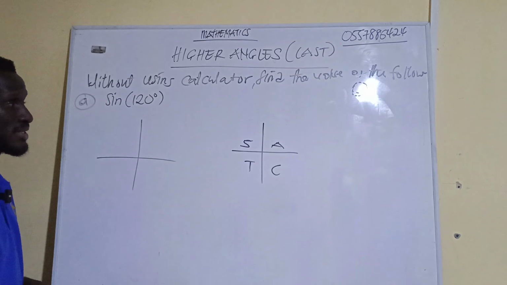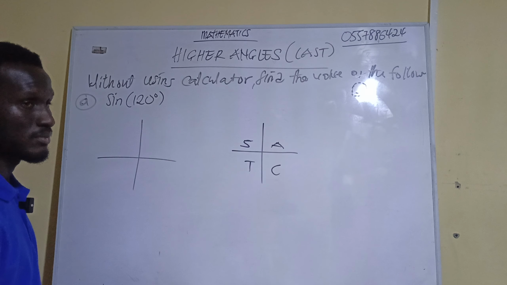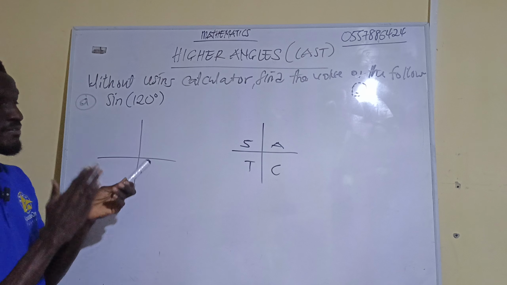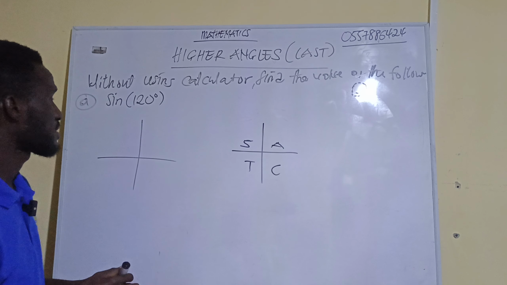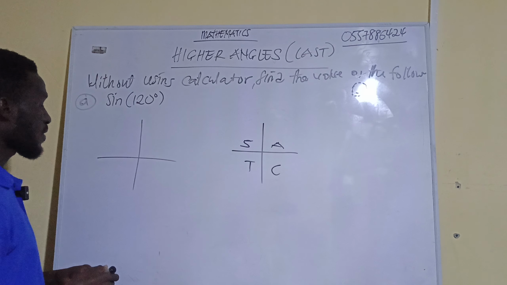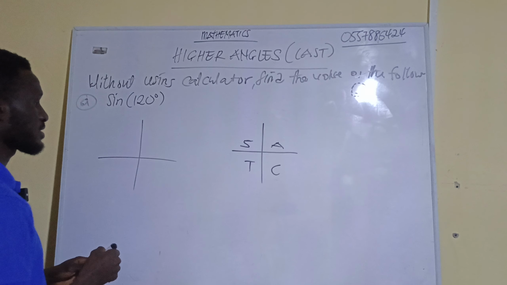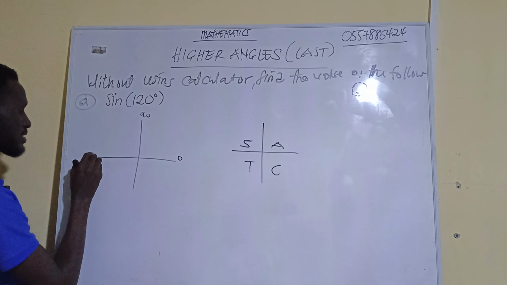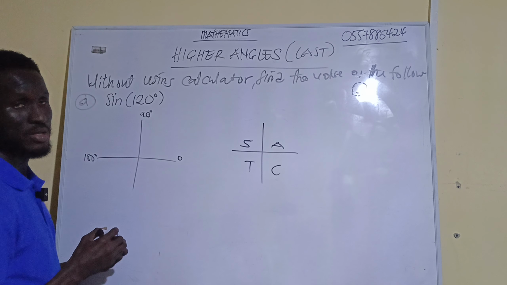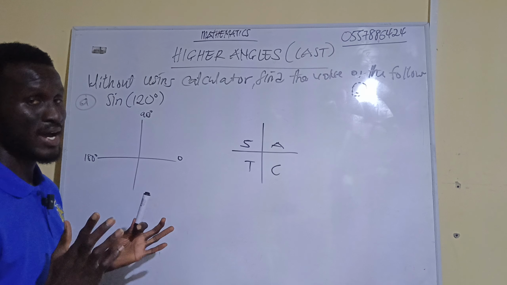Now, let's look at it. With 120, we can find sine 120, cos 120, and tan 120. Follow me closely. Now sine 120. Let's read 120. Don't forget, here is 90, here is 0, and here is 180 degrees. I'm going to solve them without using a calculator, so look at it very well.